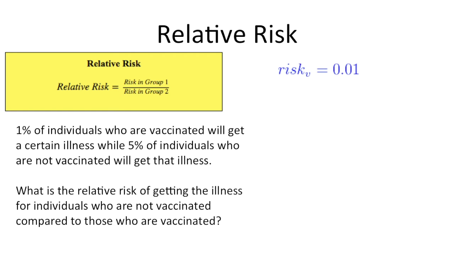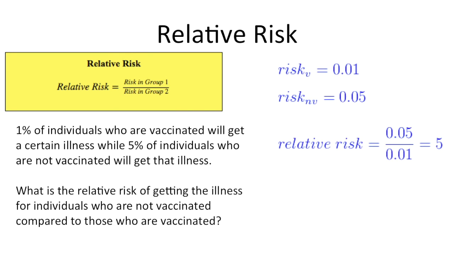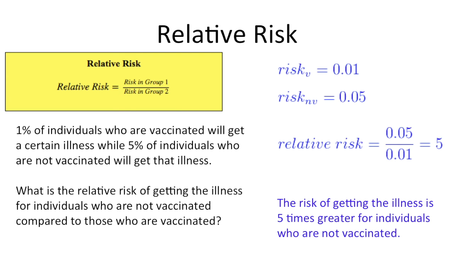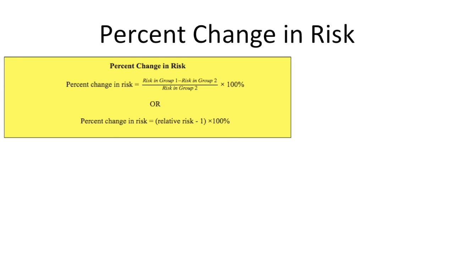So the risk of individuals who are vaccinated is 1% or 0.01. For those who are not vaccinated, it's 5% or 0.05. We want the ratio for individuals who are not vaccinated to those who are vaccinated. So the numerator is going to be the 0.05 and the denominator will be the 0.01. To interpret this, we could say that the risk of getting the illness is 5 times greater for individuals who are not vaccinated.